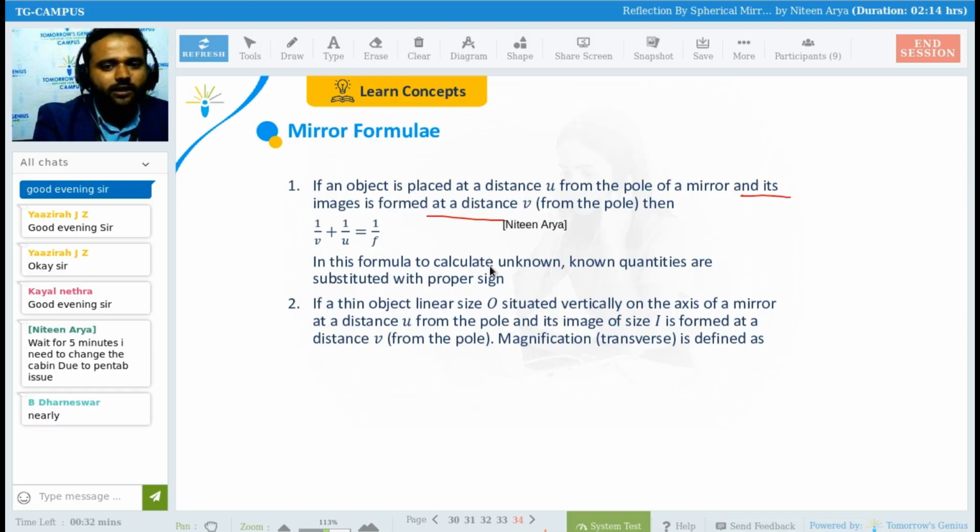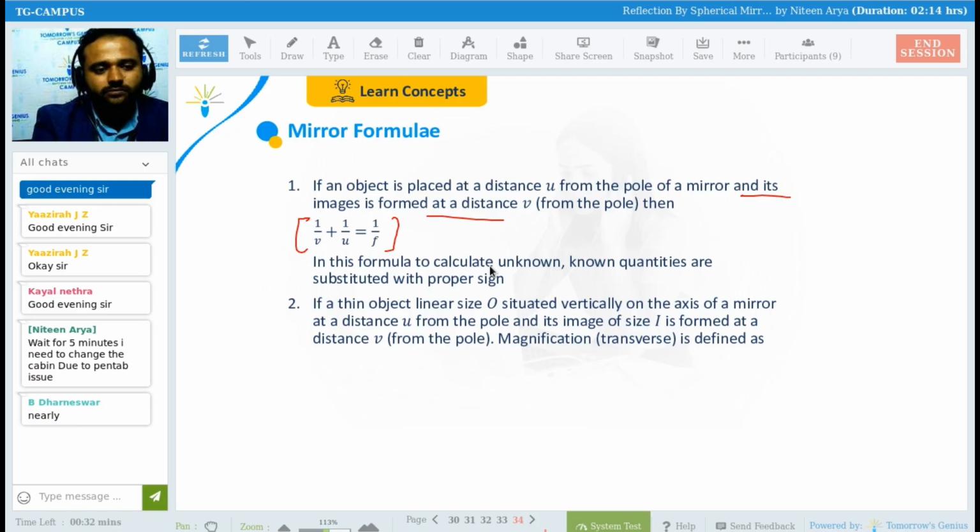Moving ahead, if an object is placed at a distance U from the mirror and its image is formed at a distance V from the pole, then we have this relation: 1 by V plus 1 by U equals 1 by F. In this formula, to calculate the unknown quantities, the values are substituted with proper signs. The sign convention is very, very necessary. You don't need to change the sign even if you are doing the reverse thing.